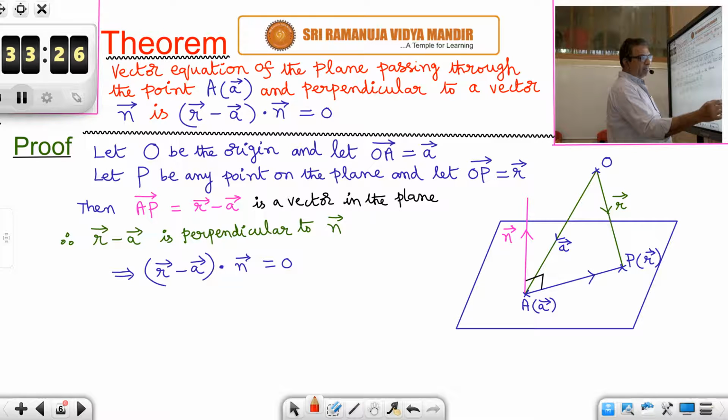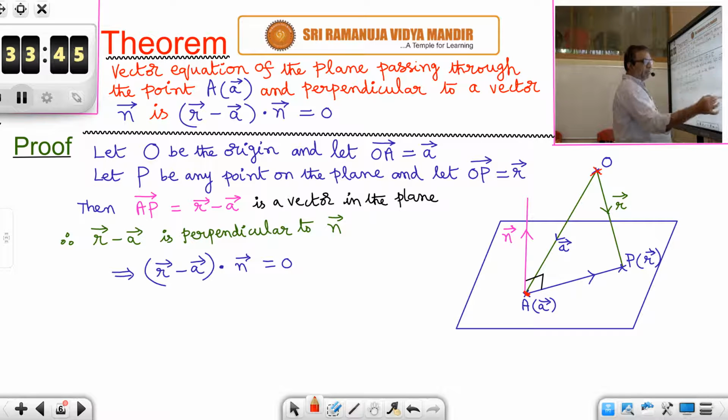See the parallelogram-like thing. The plane is represented by a parallelogram. The origin is also shown. The plane is passing through the point A, capital A. See in the diagram, this is A. Is it not? This is our origin.